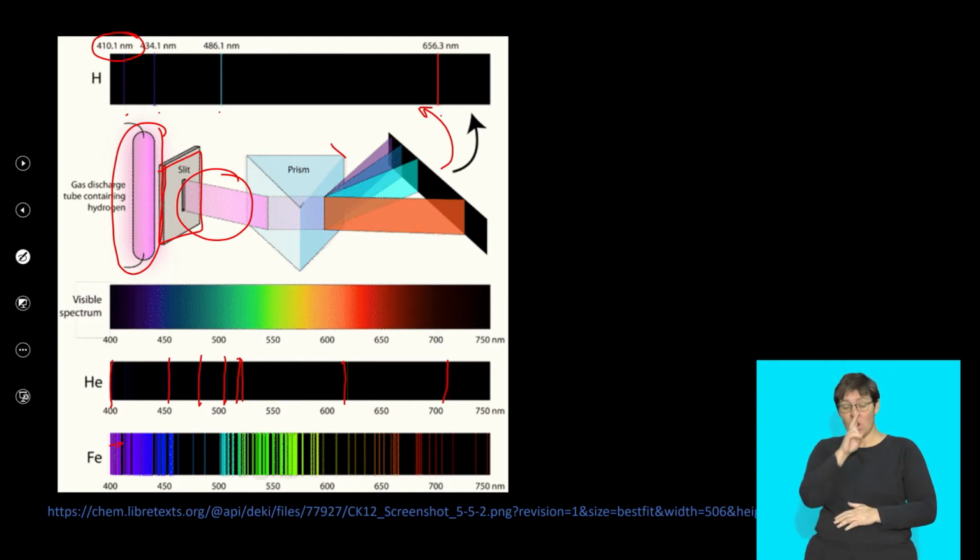Now look at iron. Iron's got lots of colors. Lots and lots and lots. Iron is a very complicated metal. Iron has significantly more electrons, so it has more energy levels. That means there's far more combinations of how many electrons can jump, how far they can jump, where they go down. It just gets very complicated.